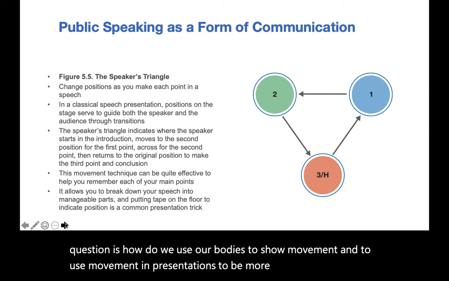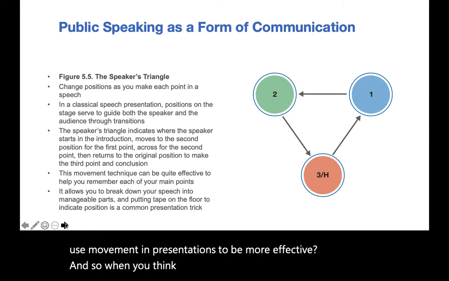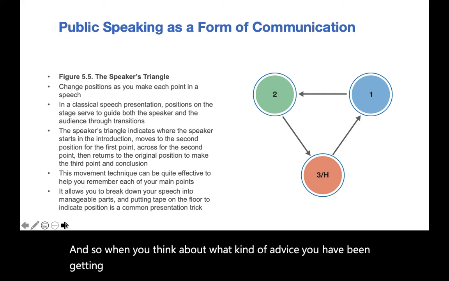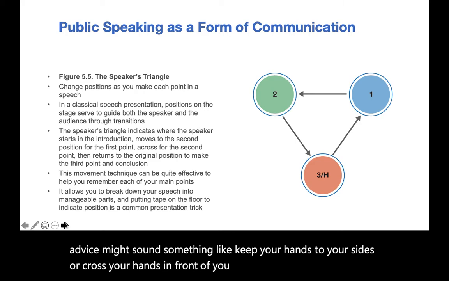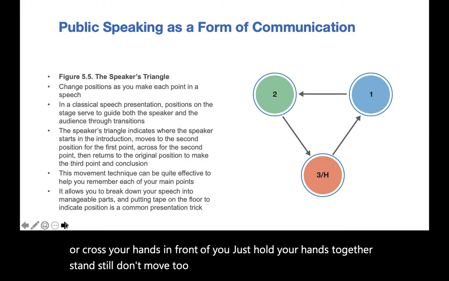And so when you think about what kind of advice you have been getting on presentations and how to deliver a presentation, that advice might sound something like, well, keep your hands to your sides or cross your hands in front of you, just hold your hands together, stand still, don't move too much, etc. And all of that advice was surely meant to be helpful.